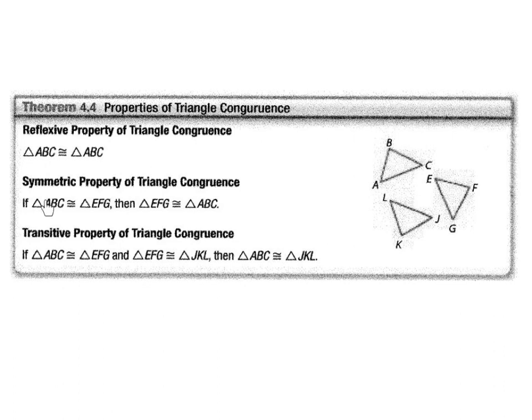The symmetric property says if triangle ABC is congruent to triangle EFG, then we can say triangle EFG is congruent to triangle ABC. So with the symmetric property, we can switch them around, and it's still the same. Last but not least, the transitive property applies to triangles too. So if triangle ABC is congruent to triangle EFG, and triangle EFG is congruent to triangle JKL, then they're both congruent to triangle EFG, so we can say that triangle ABC is congruent to triangle JKL. So reflexive, symmetric, and transitive properties also work with triangle congruence.